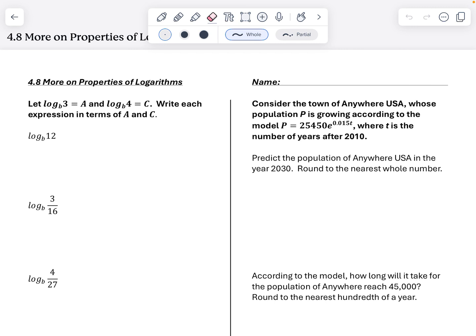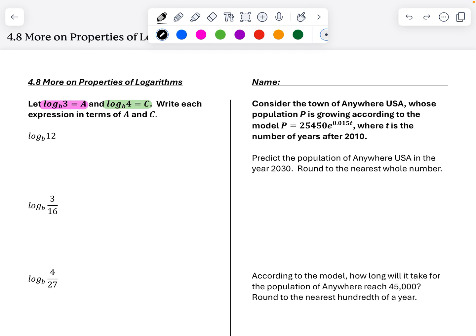What we're told here is that we have a logarithm base b with an argument of 3, and that's going to represent the letter A. And then we also have a log with the base b with an argument of 4, and that's going to represent the letter C. And what they're asking us to do is to take this number 12 and ask how that 12 could have come to be a 12 using the numbers 3 and 4.